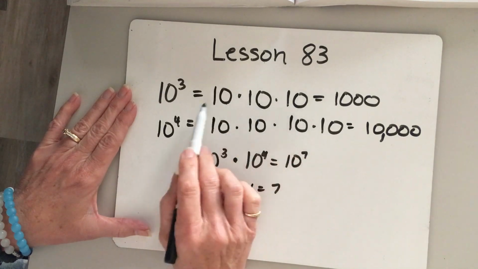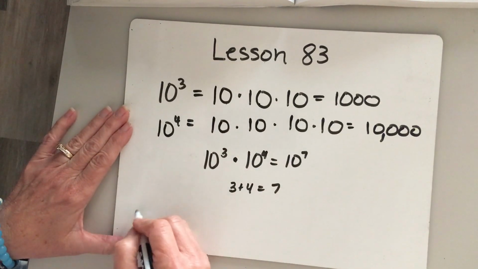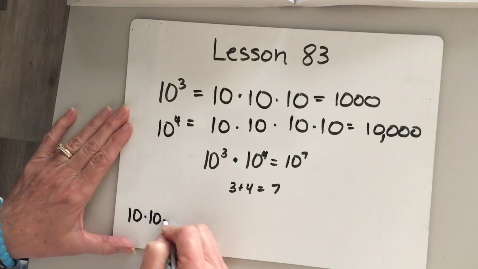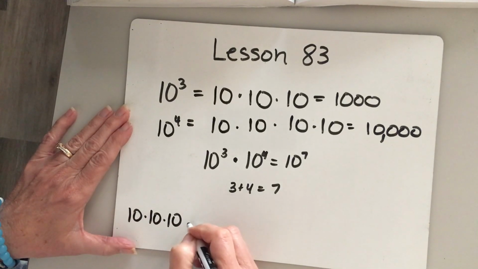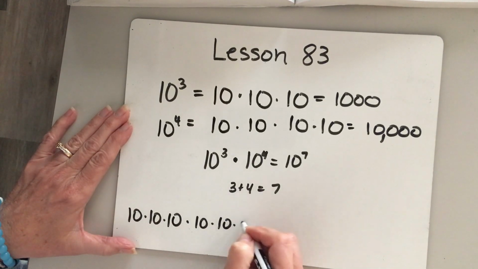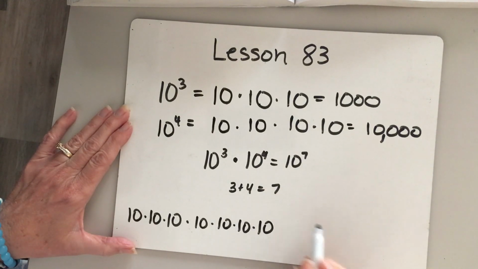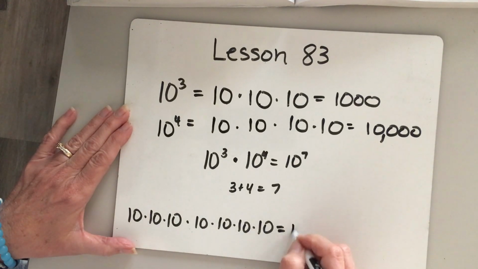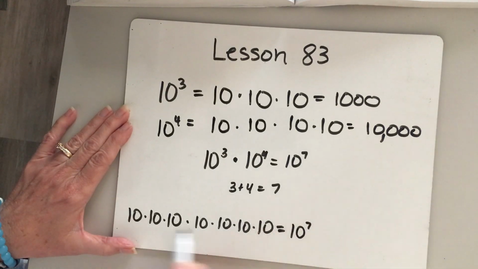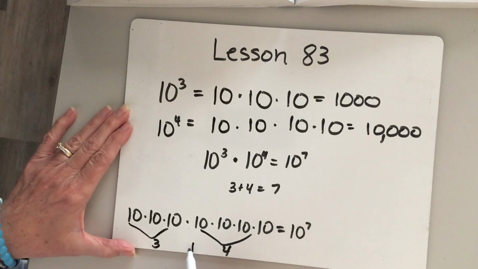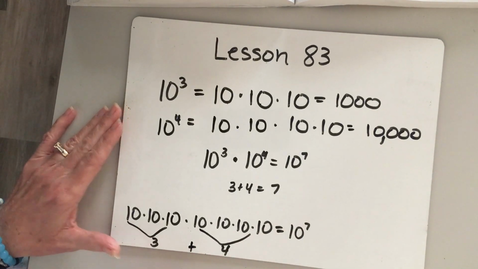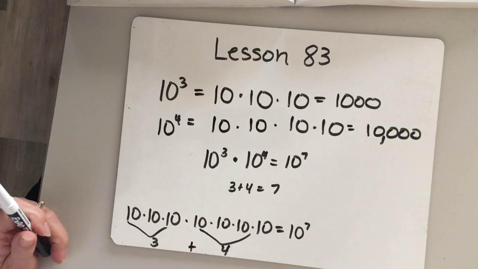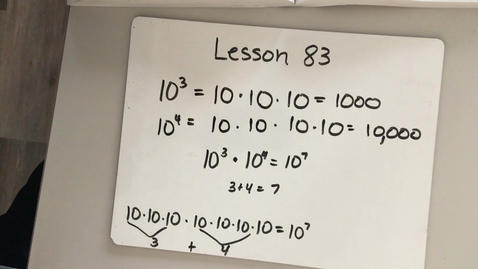Well, if we were to multiply this out, if I were to stretch it out, if that's 10 to the third power, and this is 10 to the fourth power, how many tens do you have? 1, 2, 3, 4, 5, 6, 7. We have 7 tens. So that's how we get that. There's 3 tens, there's 4 tens, and that's why 3 plus 4. So when we multiply by powers of 10, we really are adding our exponents.